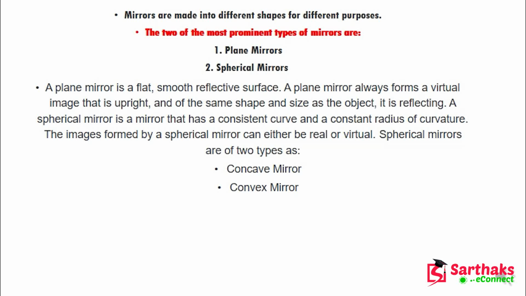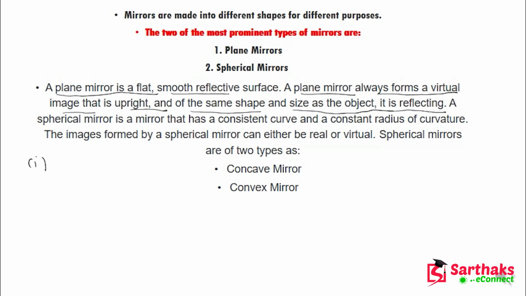Before starting this lecture, I want you to know what a plane mirror is. We have already studied the plane mirror in our first lecture, but let me give you a quick recap. A plane mirror is a flat, smooth, reflective surface. A plane mirror always forms a virtual image that is upright and of the same shape and size as the object it is reflecting.